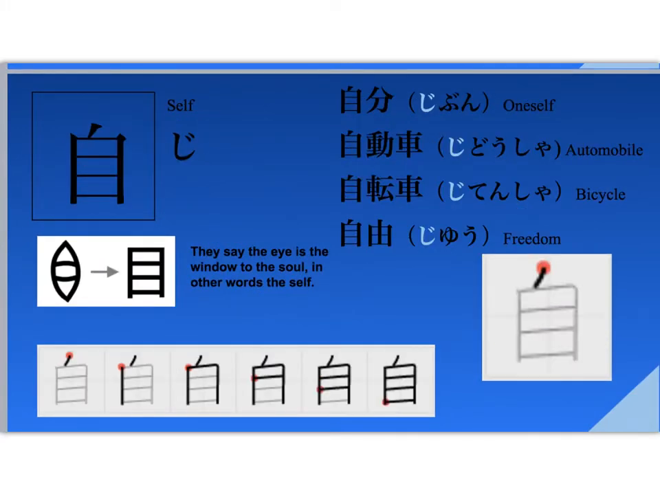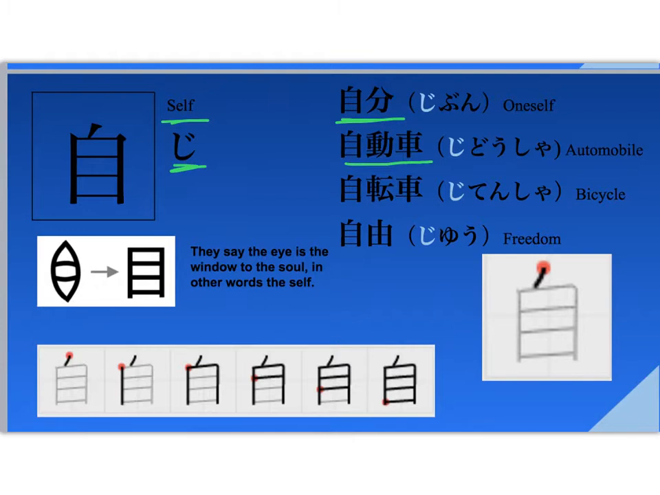This next kanji is one stroke removed from me, which is eyeball. This means self, and it only has a kunyomi here written for us. It's ji. You find it in things like jibun. Jibun means oneself. You also find it in things that mean sort of like self-moving. So a self-moving car, or a self-moving automobile is a car.